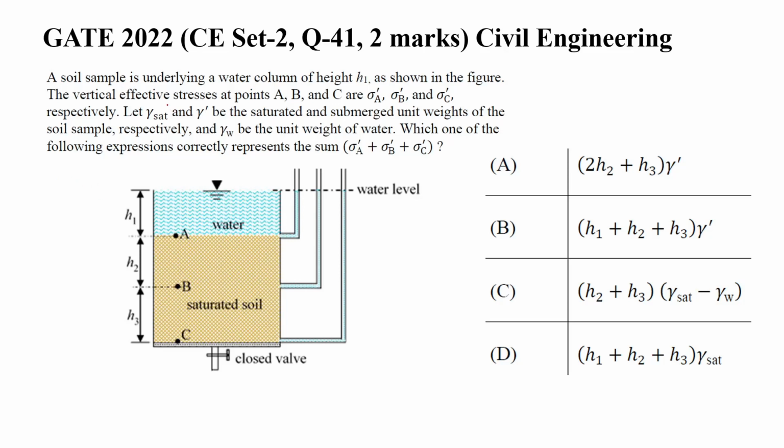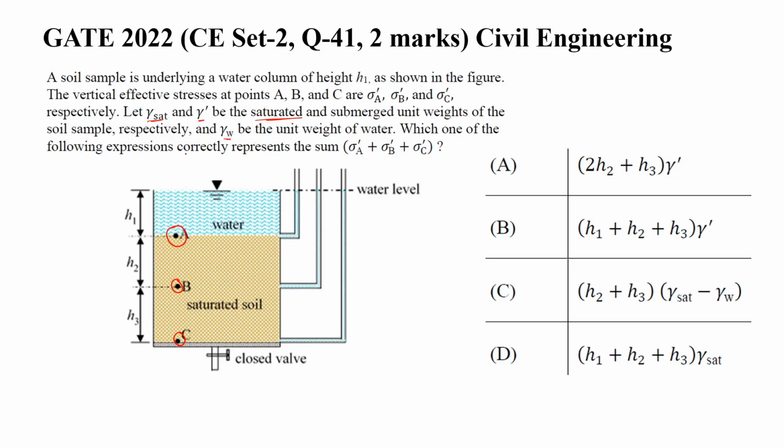A soil sample is underlying a water column of height h1 as shown in the figure. The vertical effective stresses at points A, B and C are sigma A dash, sigma B dash, sigma C dash respectively. Let gamma sat and gamma dash be the saturated and the submerged unit weights of soil sample respectively, and gamma W be the unit weight of the water.